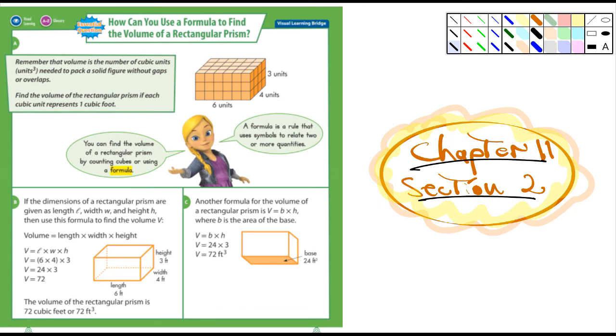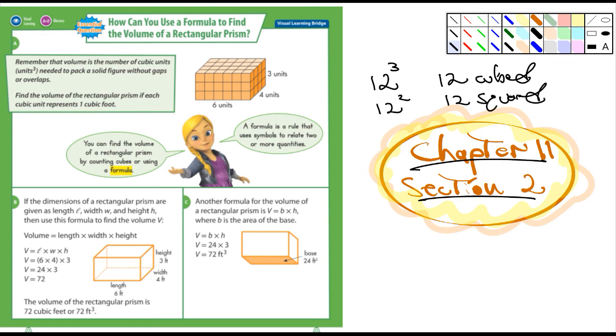It says, remember that the volume is the number of cubic units, and then they wrote down units cubed. And remember, if we're talking about an exponent of 3, if we had 12 with an exponent of 3, we would say that is 12 cubed. And if it was 12 with an exponent of 2, that would be 12 squared. So you can always just say, or even write, 3 as an exponent, and that would tell you that we're talking about volume.